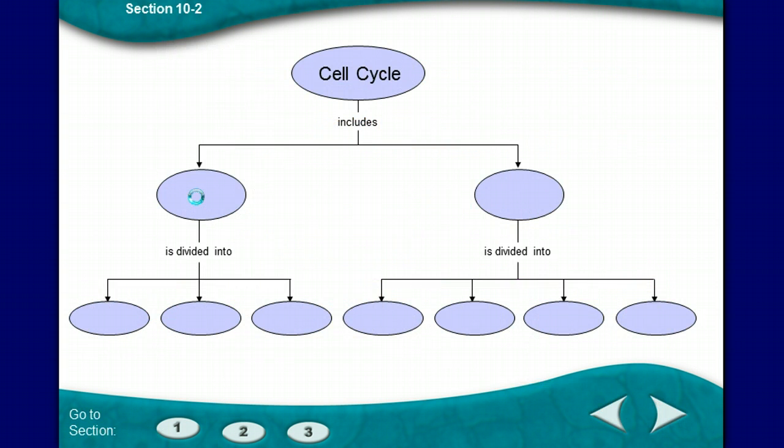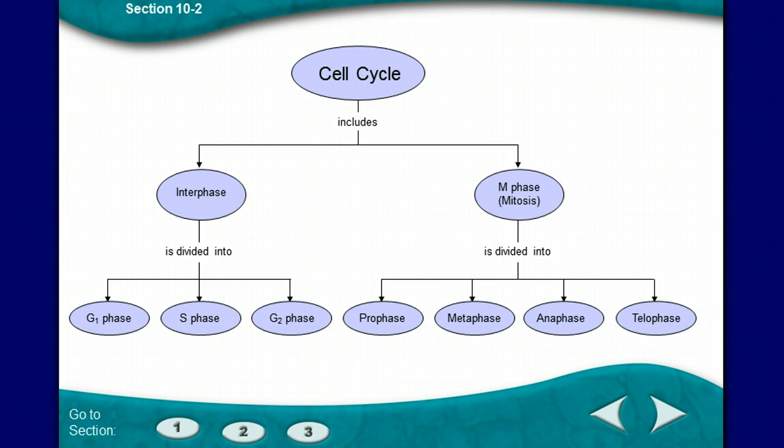Well, we can take a look at this too. The cell cycle includes interphase and mitosis. Interphase is divided up into G1, S, and G2. This isn't in your packet, of course. And then the M phase, or mitosis, is divided up into prophase, metaphase, anaphase, and telophase.